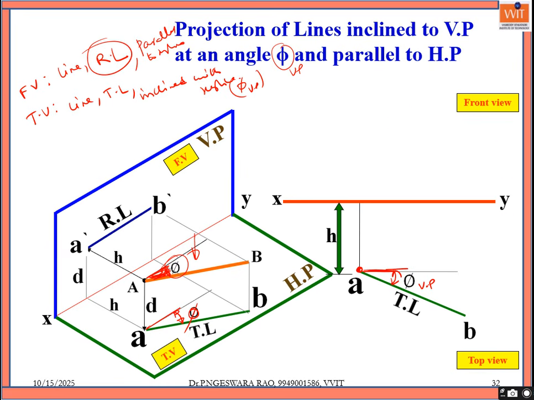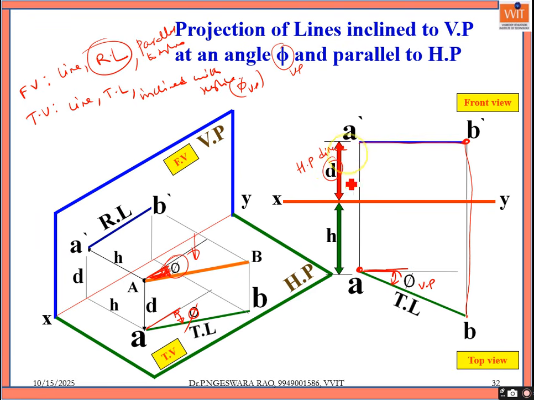Next, draw the front view with the reduced length but parallel to the XY line. So draw this parallel line to get the reduced length. Draw the projector from the true length end. Wherever they intersect, it forms the B dash. D is the HP distance because it is a front view. Always we have to mark the HP distance in the front view. H is the VP distance, and the VP distance we have to mark in the top view.